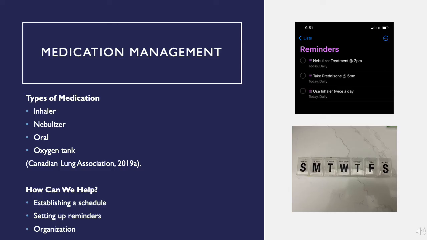Medication management. So these are some of the types of medications that our pulmonary patients will be taking, such as inhalers, a nebulizer, oral medication, and an oxygen tank. So these are things as OT practitioners we need to be aware of so we can help them incorporate them into a schedule, setting up reminders, and getting them organized in order to avoid exacerbations and maximize their quality of life.